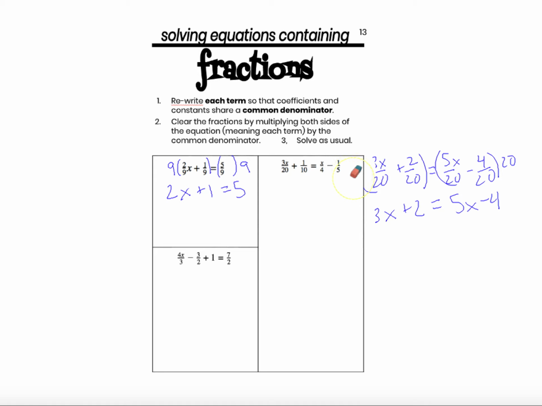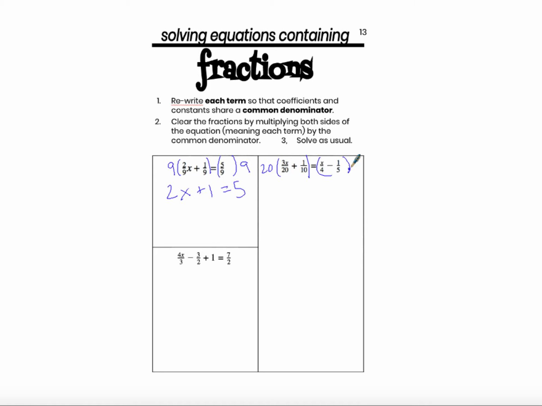A few of you asked if it would be okay to not actually rewrite each term with a common denominator, and because you're very good at fractions, to do this in your head. So I used to say on the notes optional, and to you it was okay to just go to this step. So 20 times 3x divided by 20 gives me 3x. 20 times 1/10 gives me 20 over 10, which is 2. X over 4 times 20, I'm going to have a 20 over 4, which is 5x.